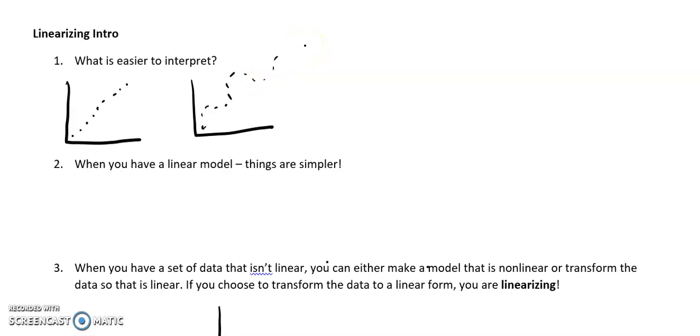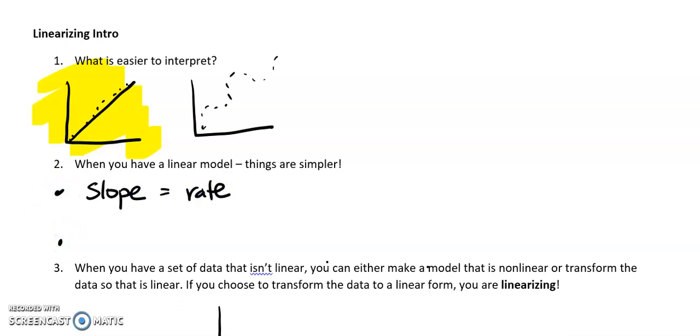Cool. So looking at these right off the bat, which set of data looks easier to interpret? Honestly, the one on the left looks a lot easier. This data is pretty darn linear overall, and linear data is just easier to interpret, because the slope is always going to be a rate of something. Who knows what that rate is? We'll do a couple of different examples in a second. And then the intercept will either be some zero value or represent some non-zero important point.